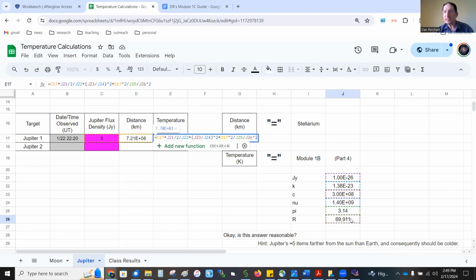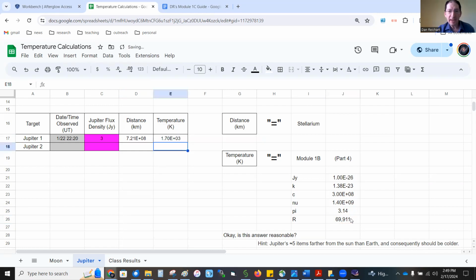So everything you need is here, enter, and I got something 1.7 times 10 to the 3. That's about 1,700. Now you'll get your own measurement. The thing you need to ask yourself, is this a reasonable temperature for Jupiter?